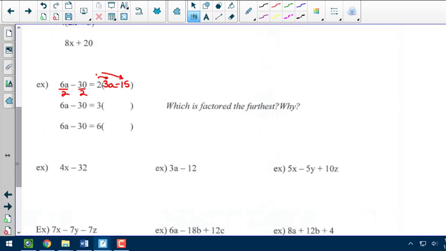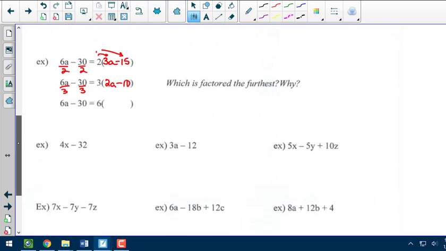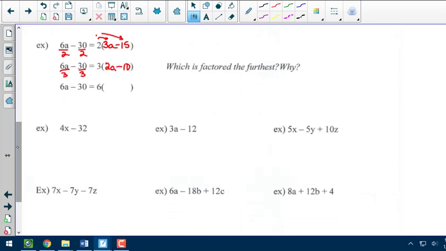But what do you know? 6a and negative 30 also have a 3 in common. So if I take a 3 out of both parts of the term, I'm going to get 6a divided by 3, I get 2a. And negative 30 divided by 3, I get negative 10. Then I redistribute that. 3 times 2a, I get 6a. And 3 times negative 10, I get negative 30. But the largest one, the greatest common factor that they have in common, is the 6, because that is their GCF.